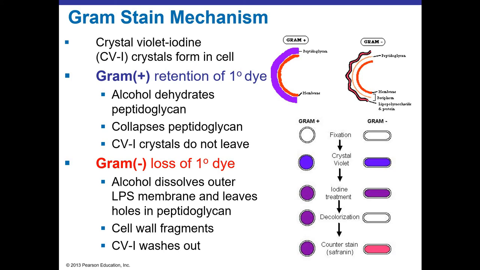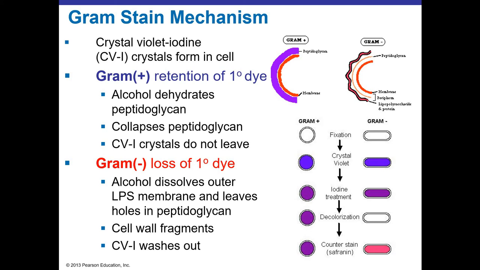Gram-positive, the positive does not refer to charge. It refers to retention of the primary dye. So when we talk about a gram-positive, they're going to retain the primary dye throughout. When we talk about a gram-negative, they're going to lose the primary dye and become colorless, and that's why they have to be counterstained with the safranin. So when we fix our bacteria to the slide, at first both of them do not have any color, and then we add the crystal violet.